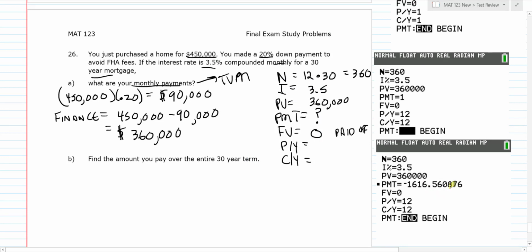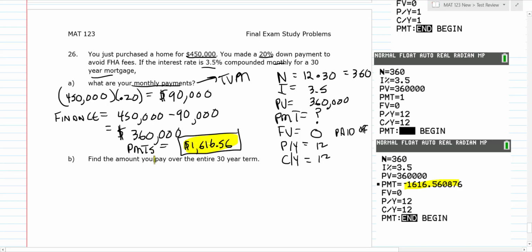Okay, disregard the negative. Don't worry about that. So you would end up getting, after you put that in, 12 and 12. So your payments are $1,616.56. So those are your monthly payments, okay, on that expensive house.